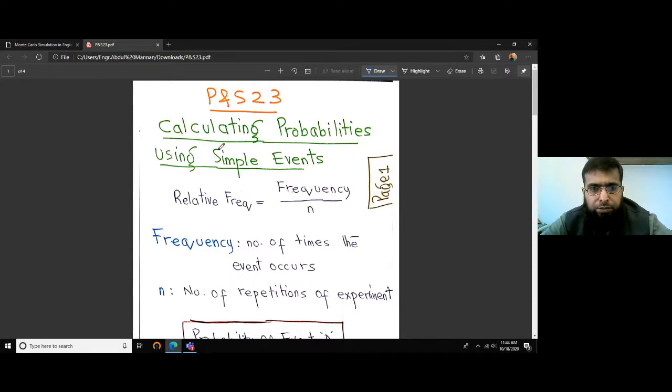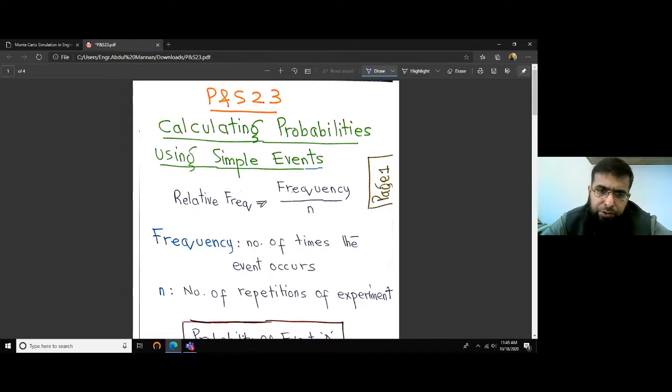In our last lecture, we studied that a simple event is the single output of an experiment, obtained from a single repetition of the experiment. For example, for a dice roll, the list of simple events is from 1 to 6: E1, E2, up to E6. And for a coin, the list of simple events is head and tail, or 0 and 1.